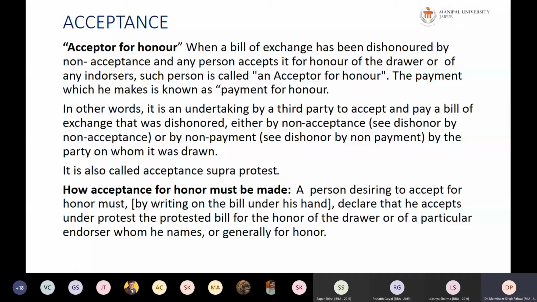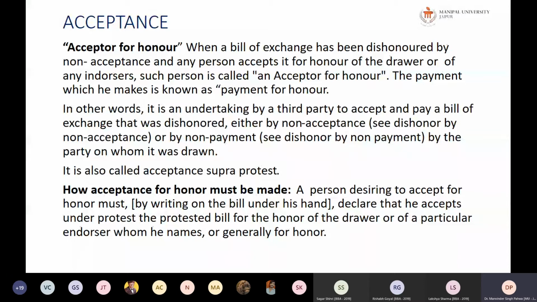So he will request someone else to accept the bill for honor and pay the drawer the required amount if it is not paid by him on the due date, through the payment for honor. Okay, so this is also called acceptance supra protest. So before protesting, you are actually getting the acceptance.